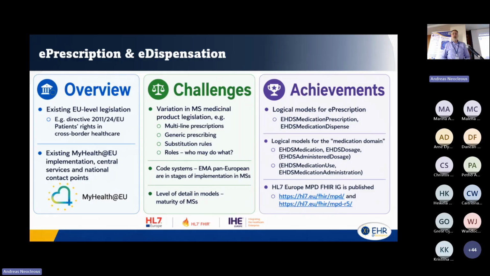These now have published versions, and again, a great collaboration between Xt-EHR and HL7 Europe. Thank you very much.